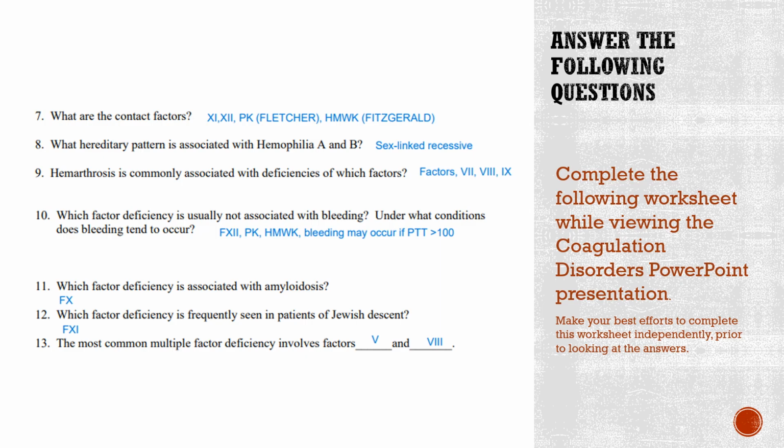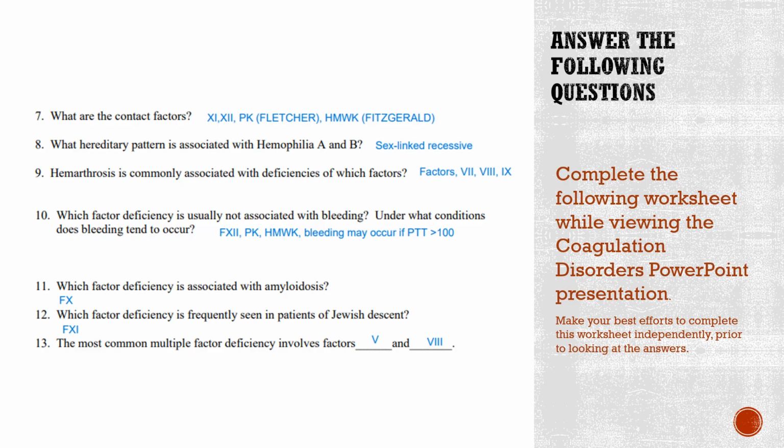Answer the following questions. What are the contact factors? Well, those contact factors are the ones that we see in the initial activation of coagulation. So it's going to happen at the point of contact, so to speak. We're going to be looking at factor 11, factor 12, prekallikrein, which is sometimes called Fletcher, and then high molecular weight kininogen, which may also be called Fitzgerald or Flaujeac. What hereditary pattern is associated with hemophilia A and B? Well, typically these are sex-linked recessive. So that is why we have a higher prevalence in males than females. Those males inherit it from their mother on that X chromosome that they receive from her.